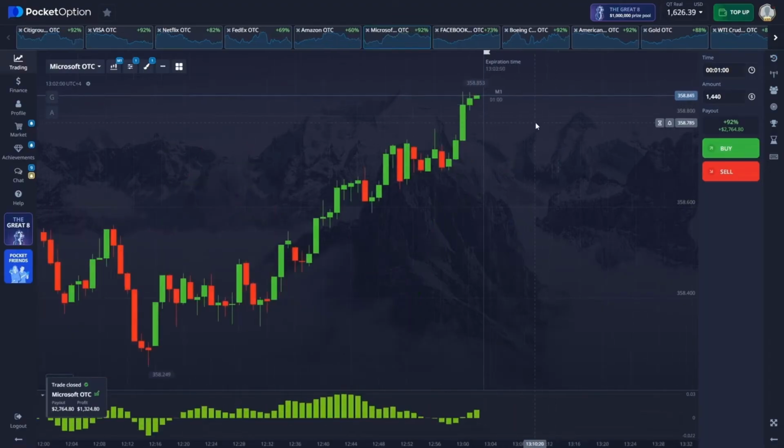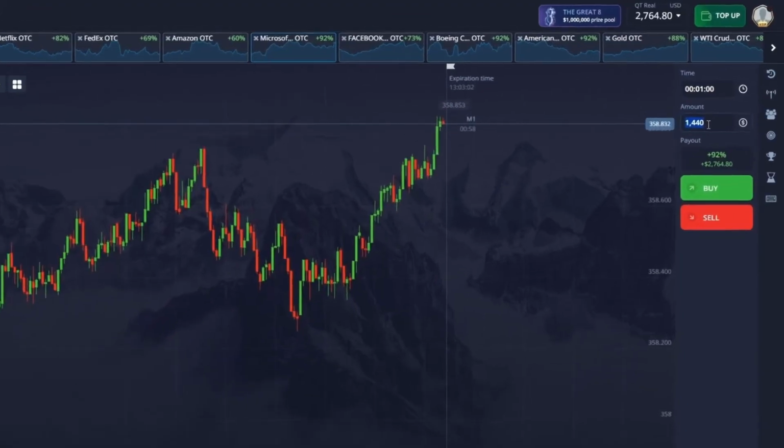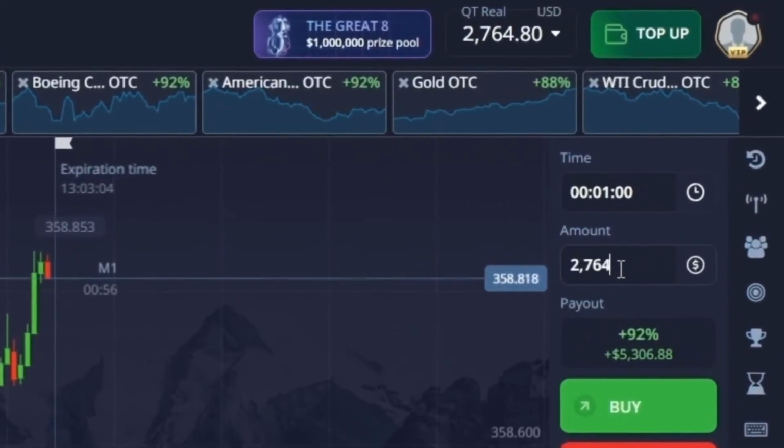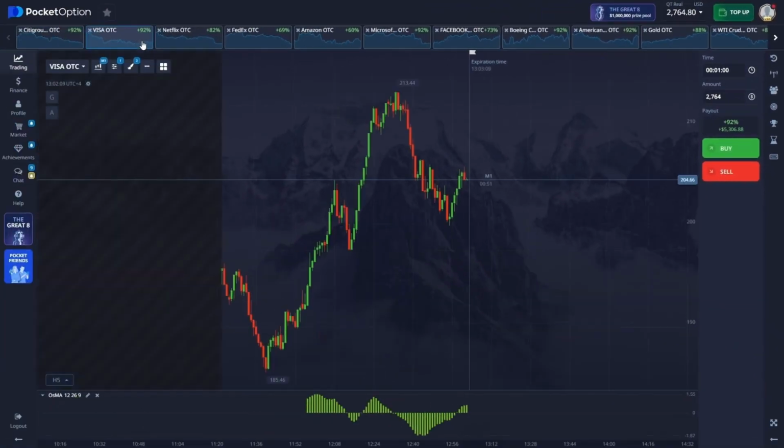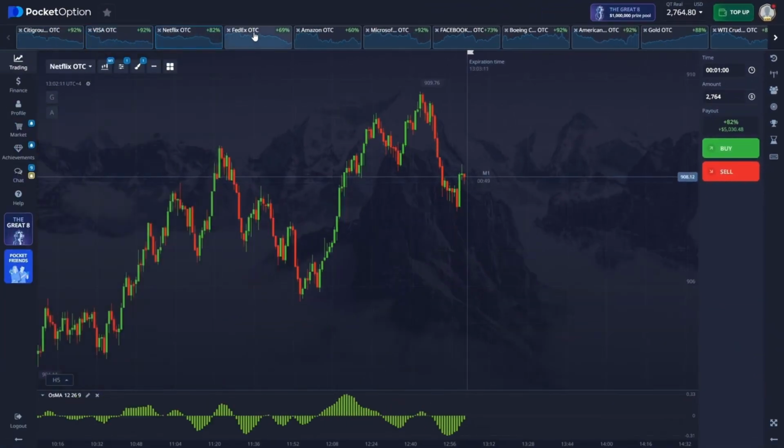Only a few seconds left and I won another trade. Now my balance has turned into $2,764. Let's find a trade for $2,764.